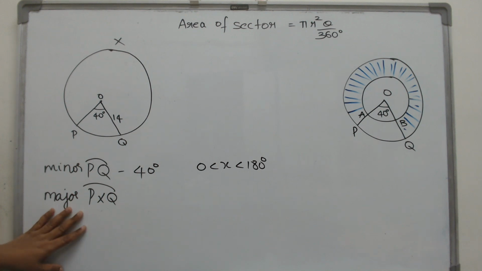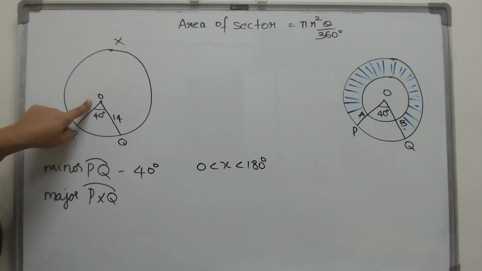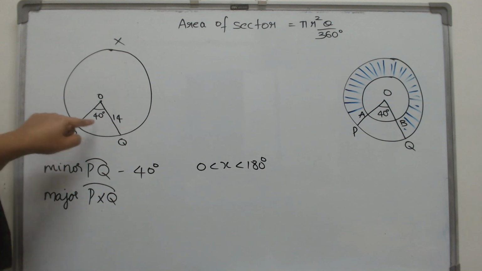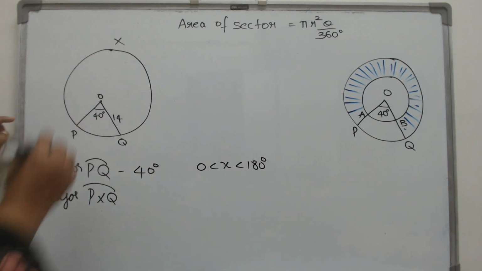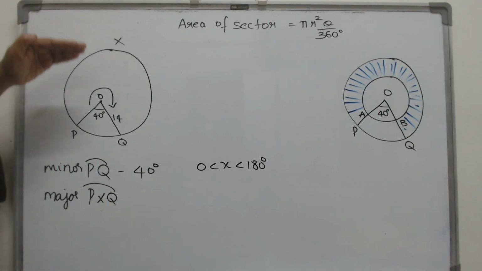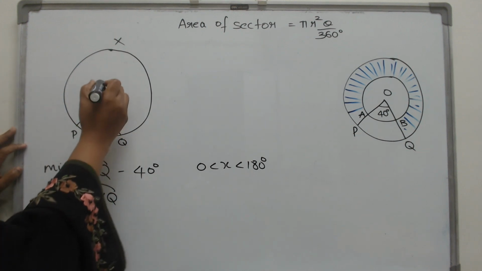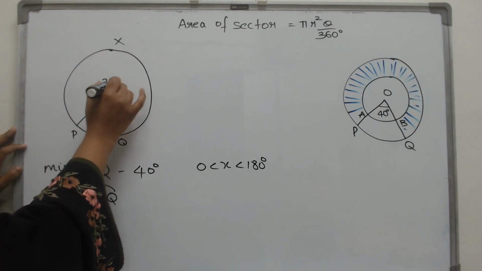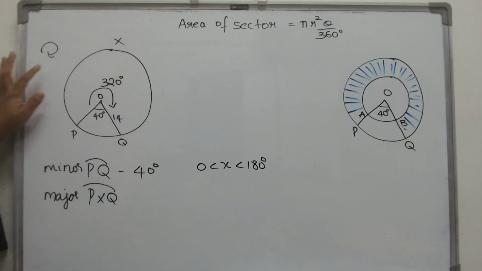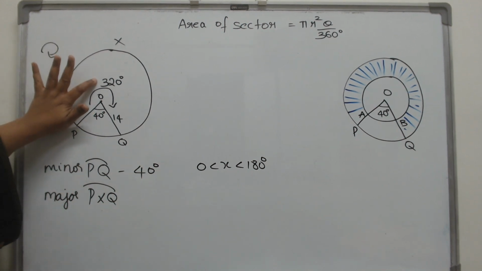What about the major arc? The major arc also subtends an angle at the center. We call it the central angle. How much will that be? In this case, if it is 40, then the angle that the major arc subtends at the center will be 360 degrees minus 40 degrees, which is 320 degrees, because a whole revolution makes 360 degrees, right? So if this is 40 degrees, this will be 320 degrees.